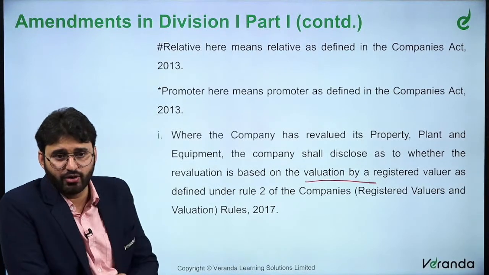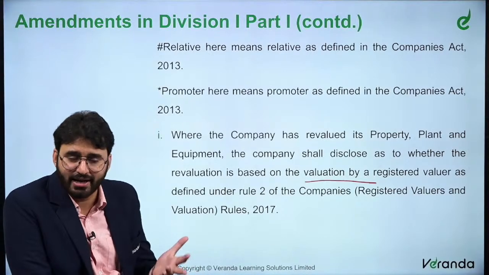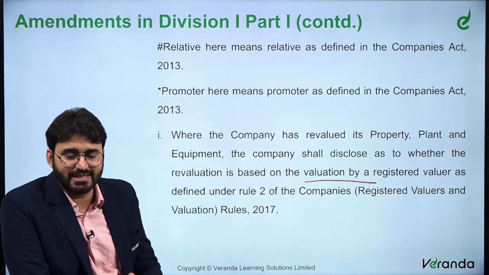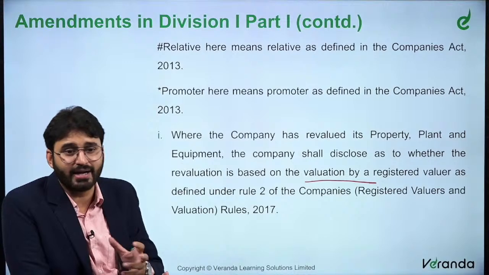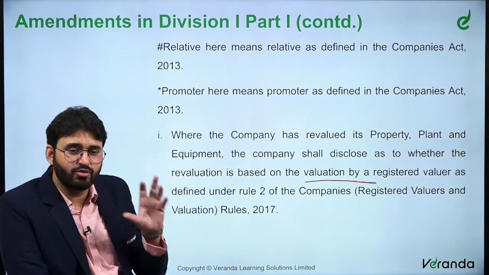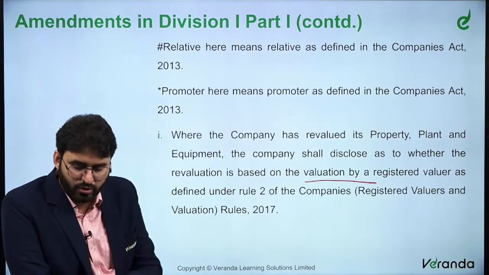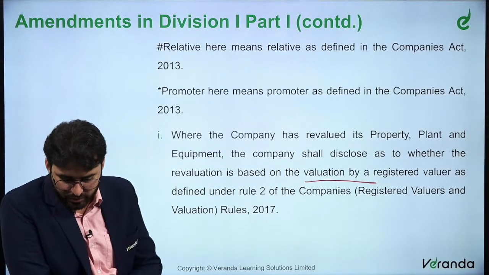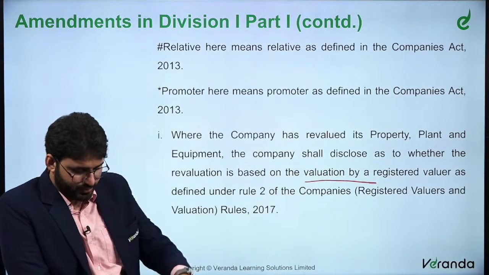So there are 3 classes of valuers. One is immovable property, that is land and building, another is securities or financial assets, and the other one is plant and machinery. So for the first class, that is land and buildings, you have to get such a valuer to value under the Registered Valuers Rules 2017. Hope this is clear.